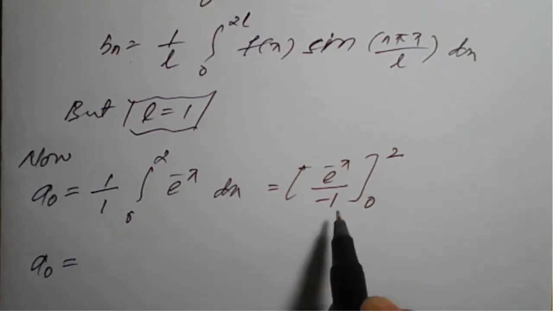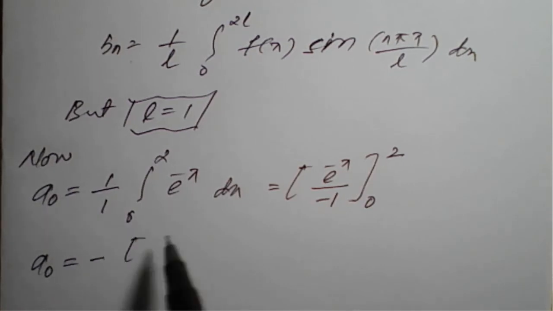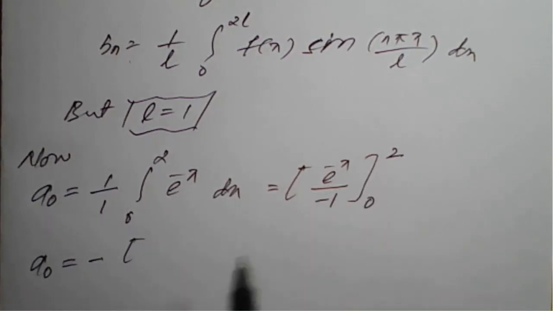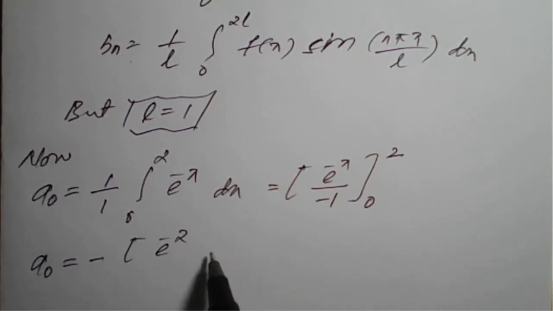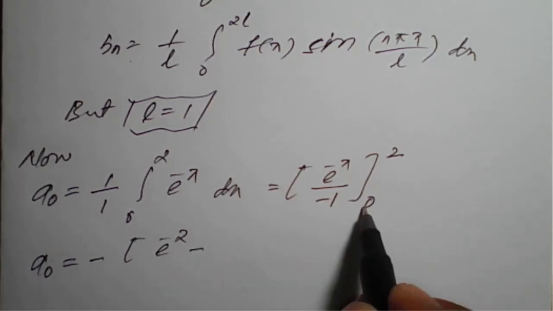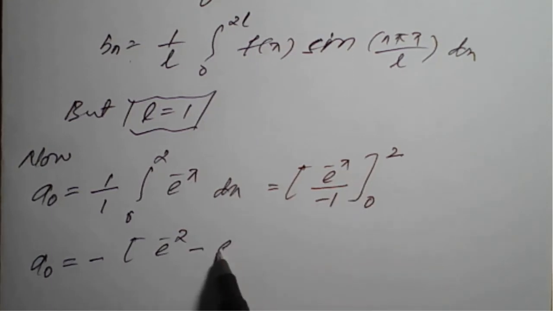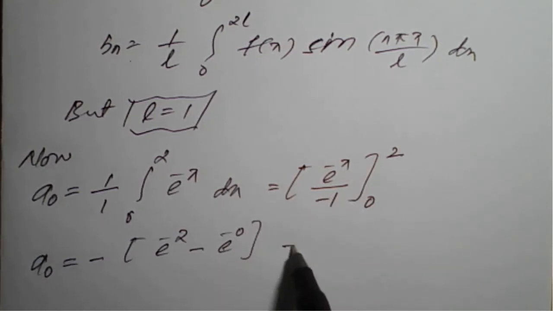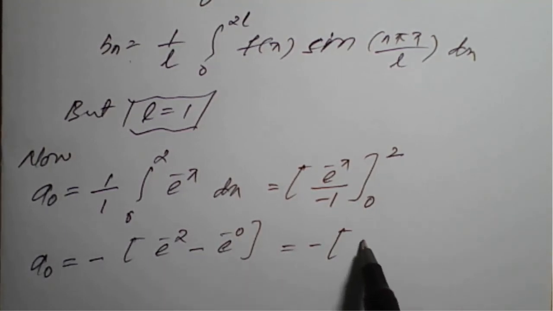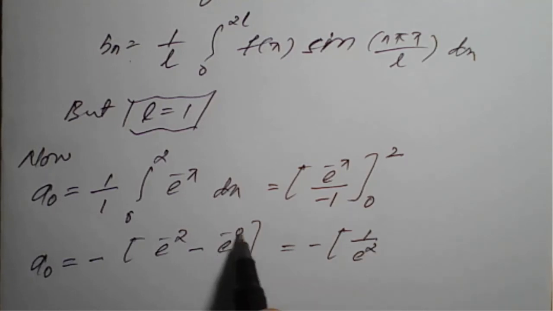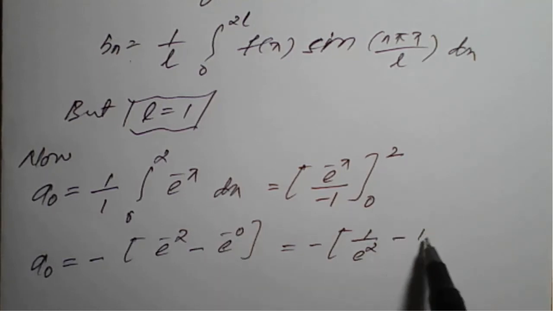So on applying upper and lower limit, we'll see what happens. So a naught is equal to this minus sign I will keep outside. If you apply the upper limit, replace x by 2, so e raised to minus 2, minus, replace x by 0, so e raised to minus 0. This e raised to minus 2, I will write it as 1 upon e raised to 2, and e raised to minus 0 is again 1 only.